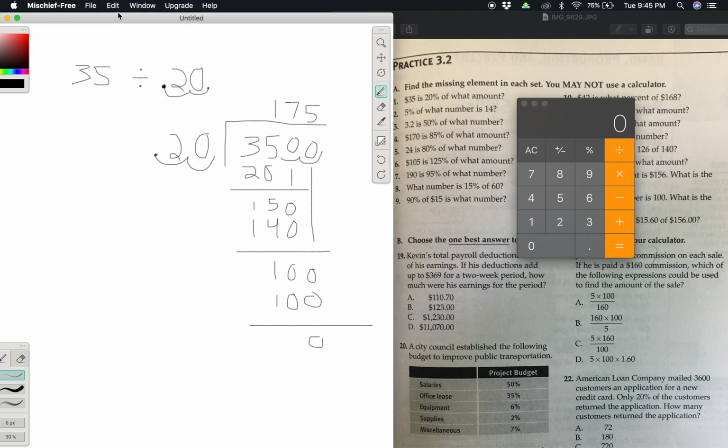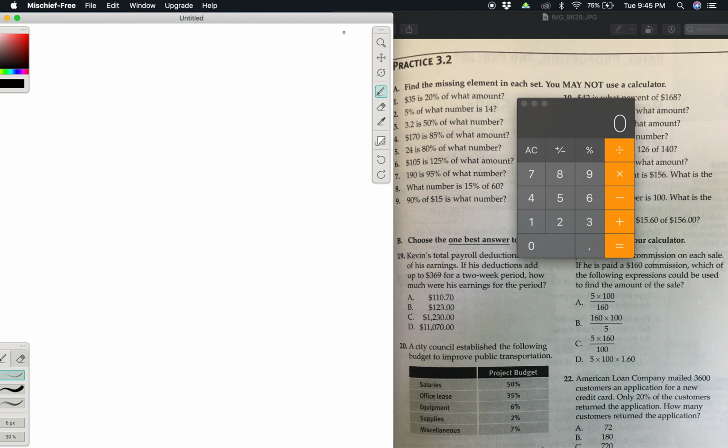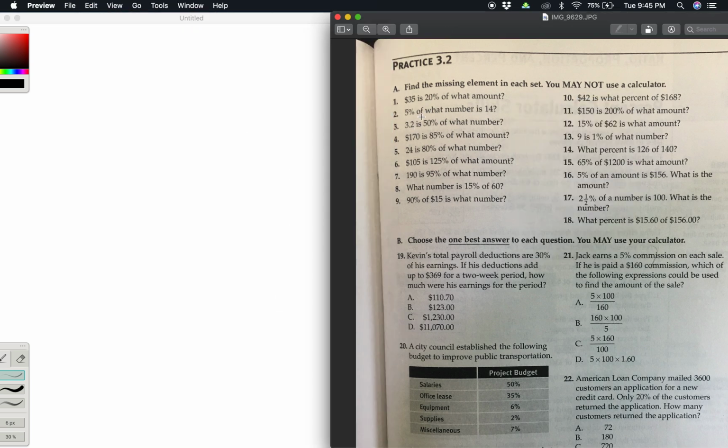So, clear canvas. Number 2, 5% of what number is 14? So we have the rate here, and 5% of what number? So we know that the number that 5% is of is not 14, but the part is 14.